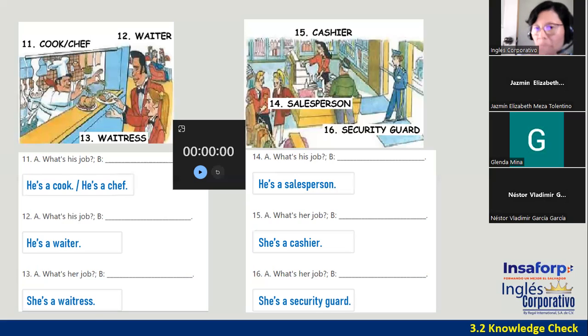Vaya, chicos, cuando ustedes terminen, me van a mandar la captura de su score aquí al chat de Zoom, ¿ok? Para ir guardando las notas. Aquí en el chat de Zoom me pueden compartir su score o su nota, ¿verdad? Have you finished? ¿Ya terminamos ese ejercicio? Para pasar al siguiente.